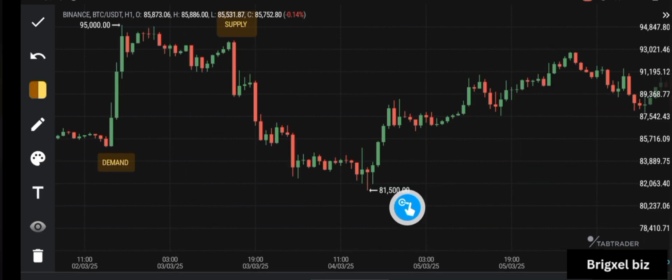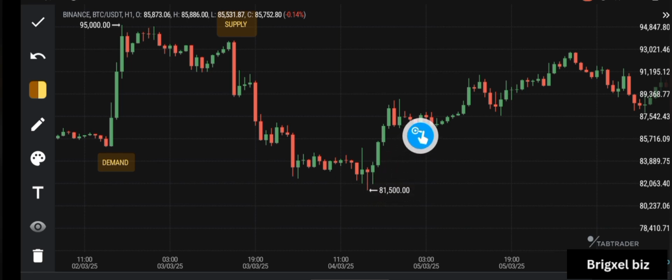Now we need to point out that not every region or zone qualifies as a demand or a supply zone. So watch what happened after the drop to this level. There was a period of consolidation, and after that we saw a bit of movement in the upward direction with small candles. In my opinion, I wouldn't consider this a demand zone.